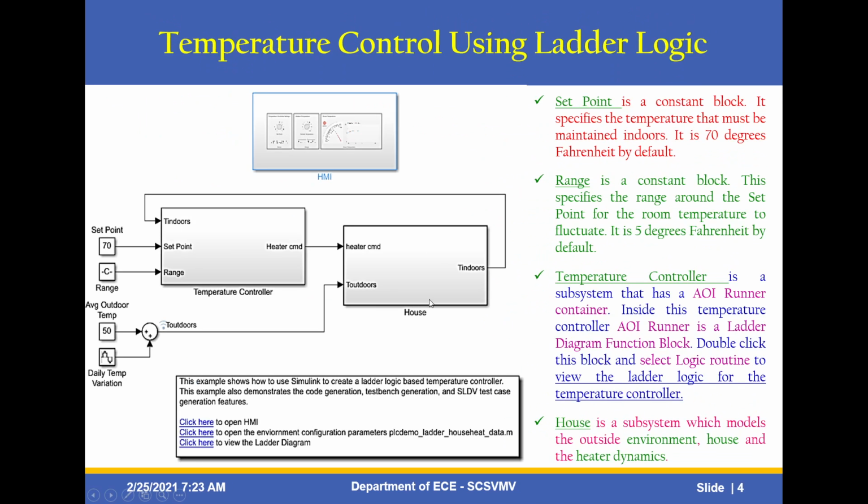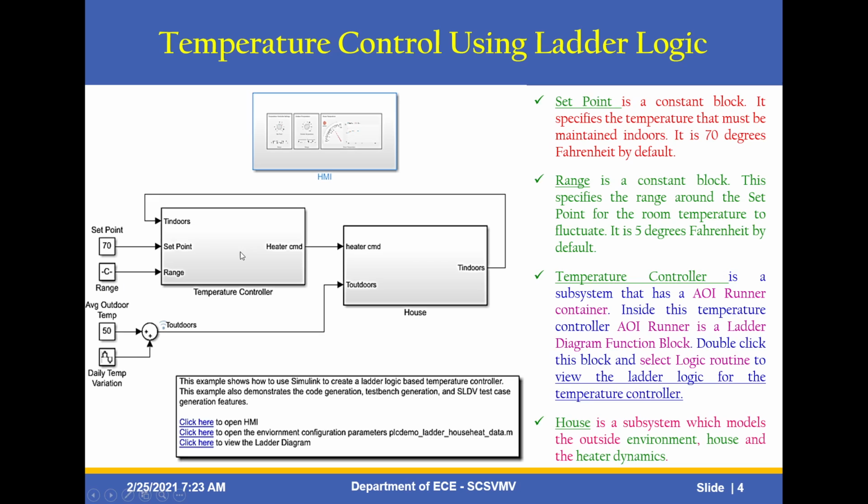Then what is a set point? A set point is a constant block, and normally it specifies the temperature that should be maintained indoors. This default value is normally 70 degrees Fahrenheit. Then range is a constant block. This specifies the range around the set point for the room temperature to fluctuate. It is 50 degrees Fahrenheit by default.